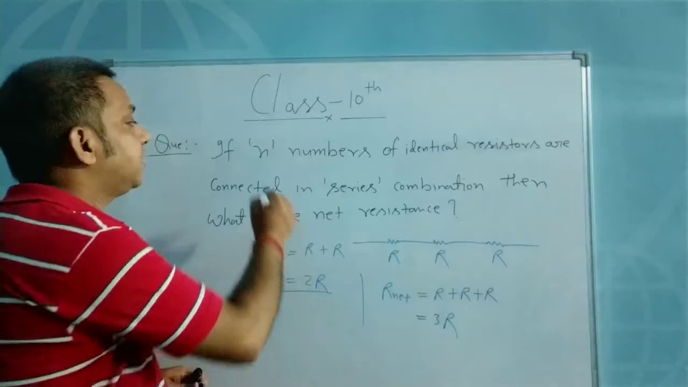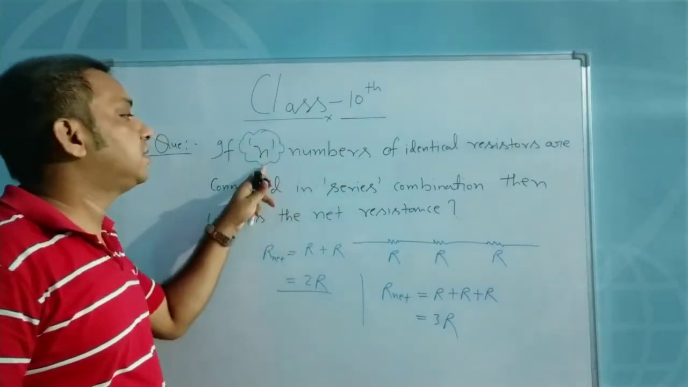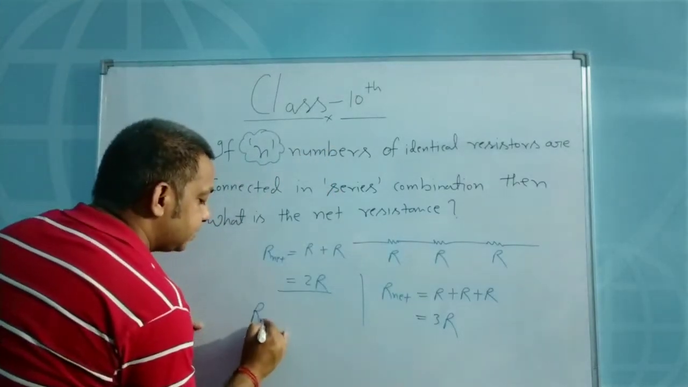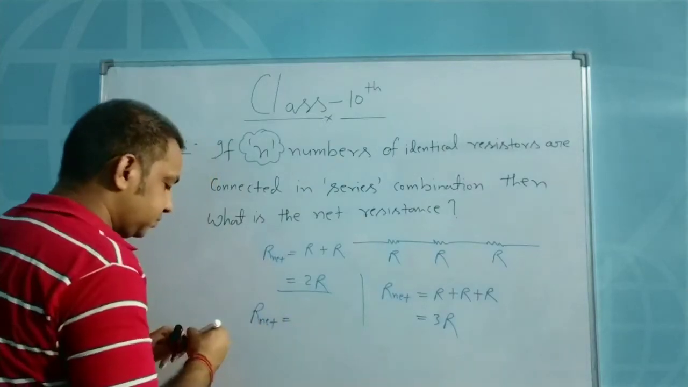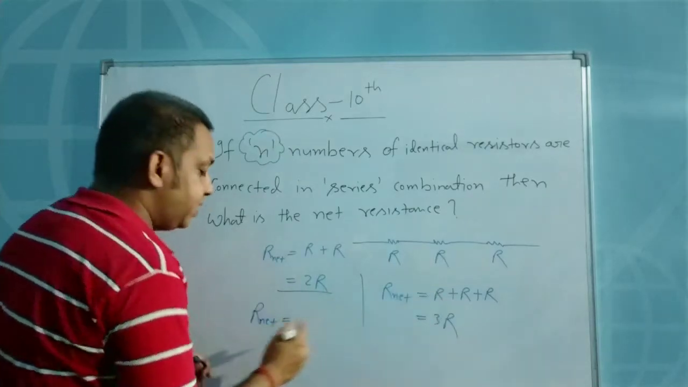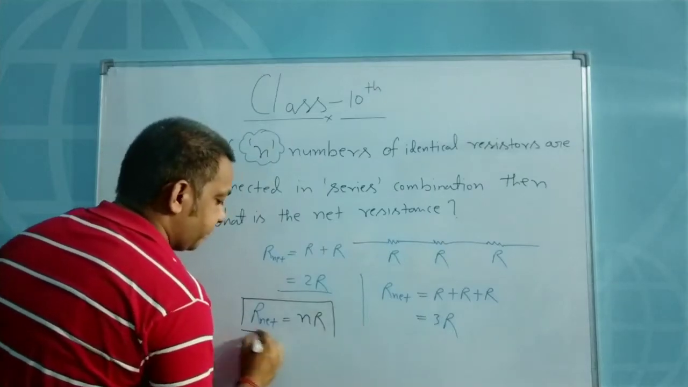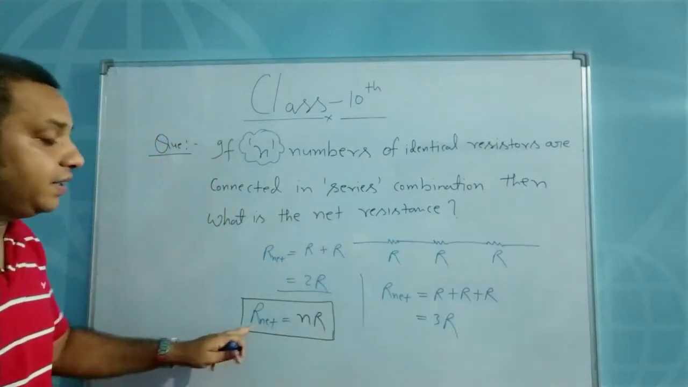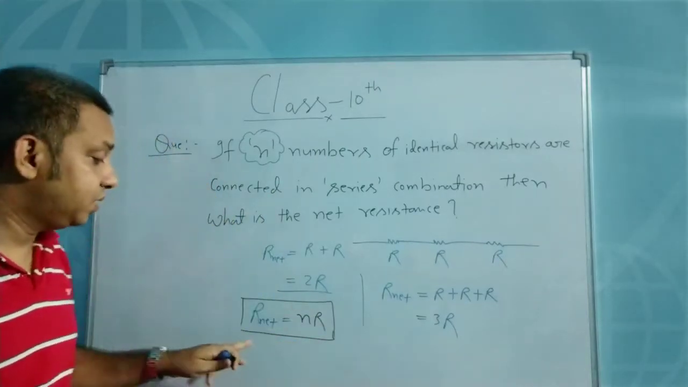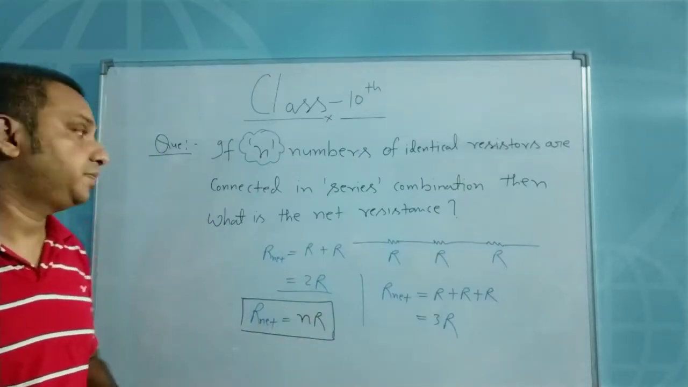And here our question is, we have to connect n number of resistors. So what is our required answer? R net is equal to how much? When 2, then 2R, when 3, then 3R, then here you will get n into R. Right? So our answer is n into R. If you are connecting n identical resistors in the series combination, then R net is equal to n into R. Right? So this is your answer.